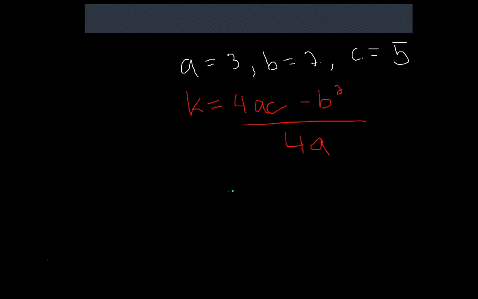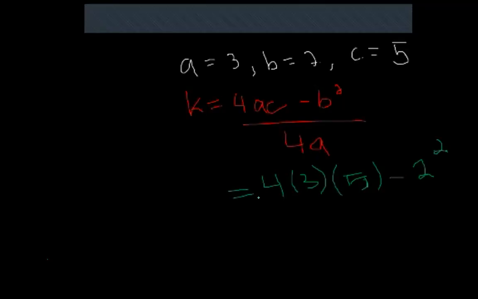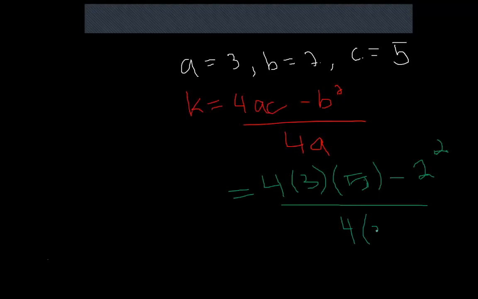Okay, back to this. To find k, all I do is substitute my values from the first step. So 4ac. We know that a is 3. So I put 3 here. C is 5. I put 5. Minus b squared. We said that b is 2. So this is 2 squared, divided by 4a. And we said a is 3. All you have to do now is simplify.